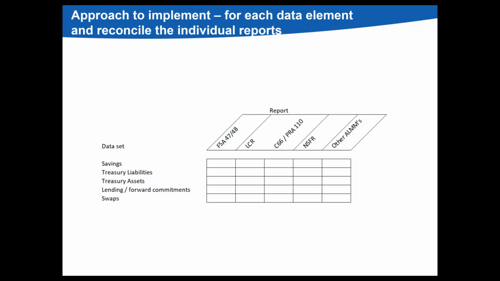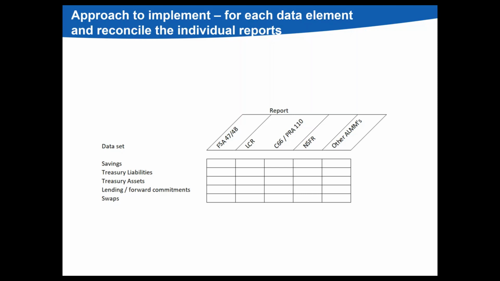If you've already implemented in AMIS the FSA 4748, then building up to the LCR is a relatively straightforward process. And if you've already got the LCR, building up to the PRA 110 is a relatively straightforward process. In fact, it should be an extremely straightforward process. What we're endeavouring to do is incremental implementation. So this has an advantage to clients who have already got the FSA 4748 going.